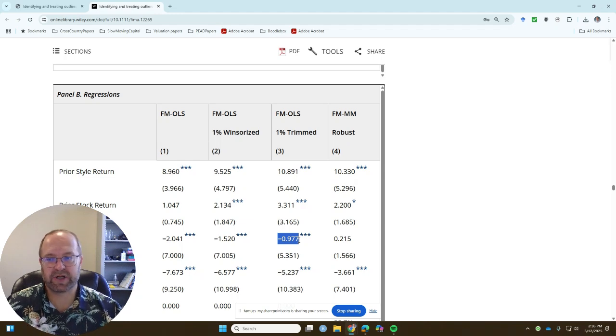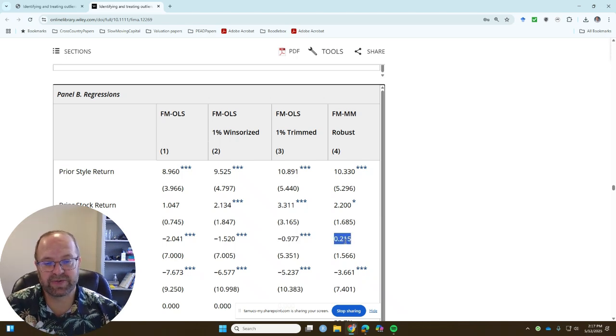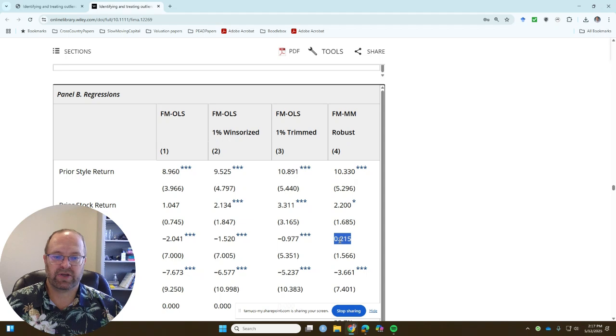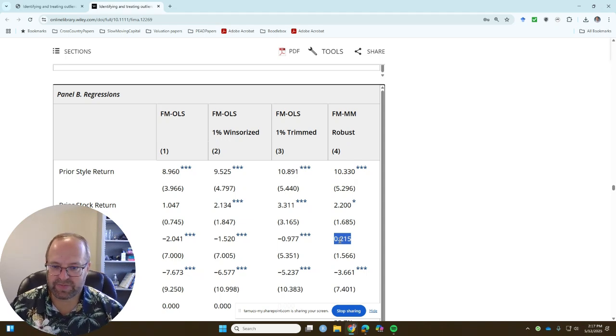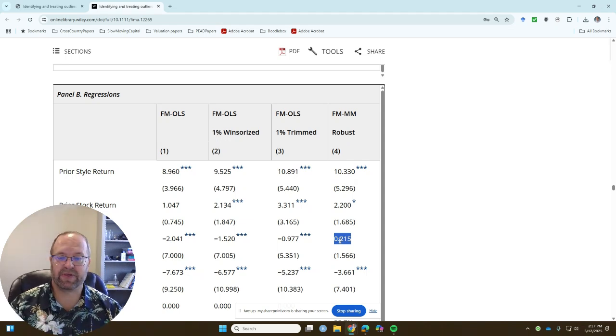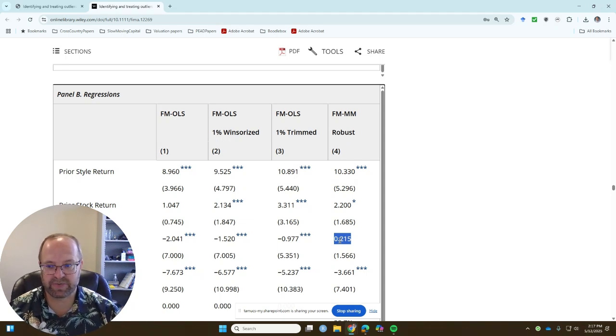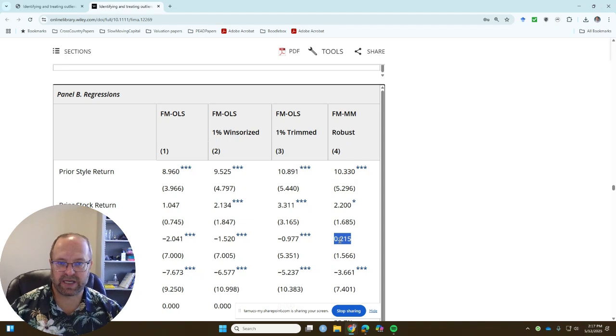Then they try what they're proposing is the correct approach, which is a robust regression approach, which mitigates the effects of outliers. And they find that once they do that, it's insignificant. So what do we conclude from this? Well, it's possible that the association between the company size and stock returns is just driven by some outliers. It also depends on what treatment you use for dealing with outliers.